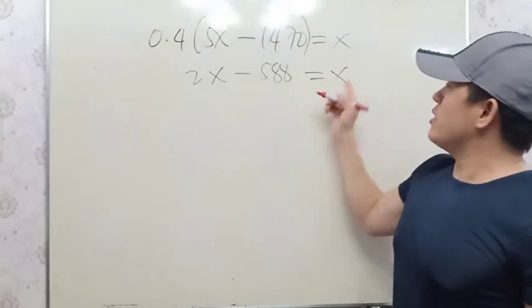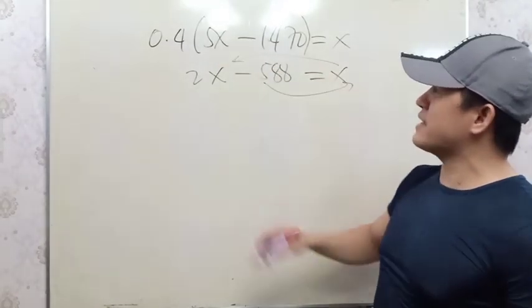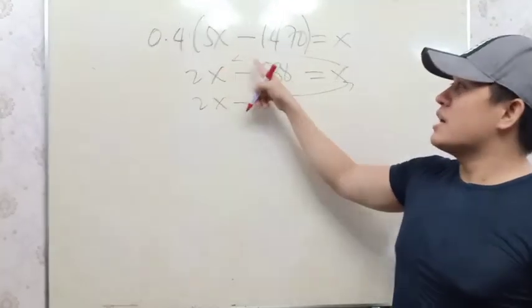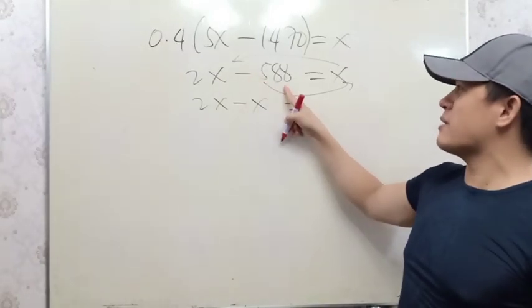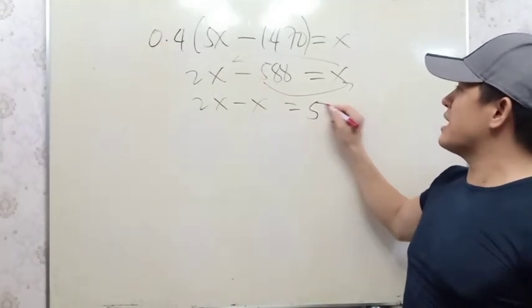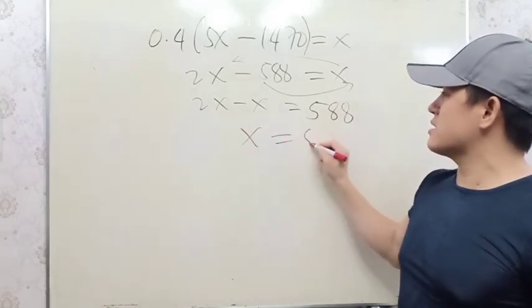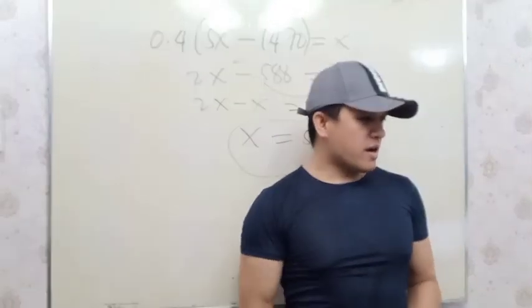Okay, there you go. Transposing it to the other side: 2x minus x, because this one is positive, if you're going to change that to the other side, it becomes negative. Is equal to this one is negative 588. This becomes 588 positive. So 2x minus x, that is just x, so that's 588. This is the answer now. Okay, there you go.